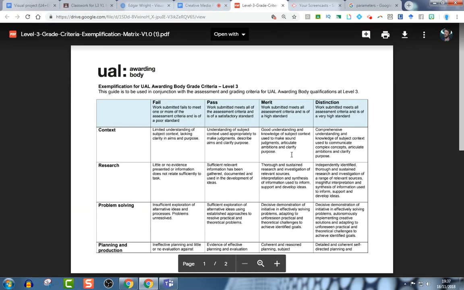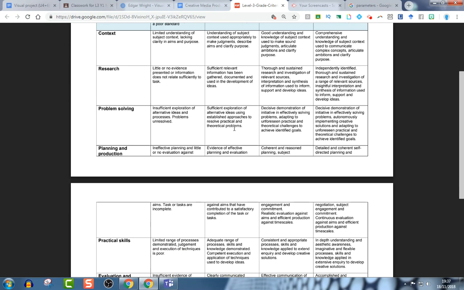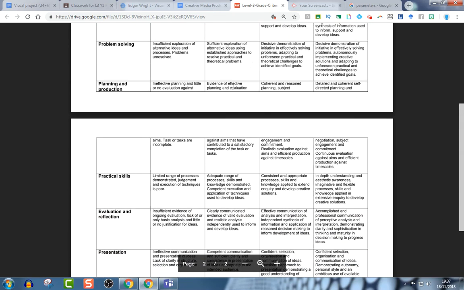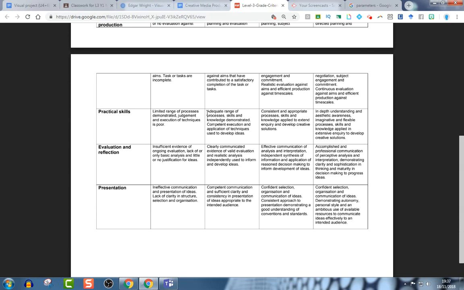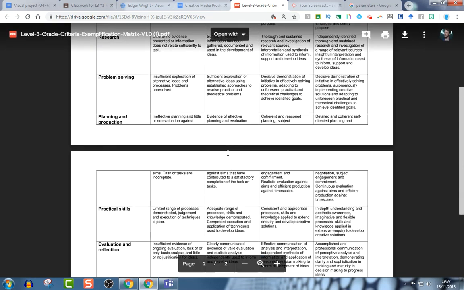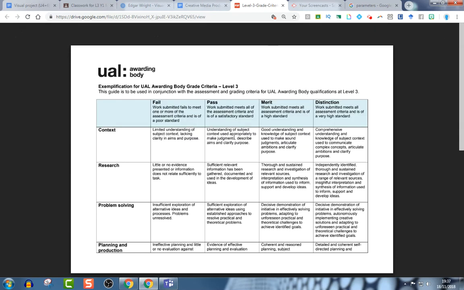So what I'm looking for here, in terms of your research, I want sufficient relevant information. Problem solving, I want sufficient exploration of alternative ideas and being resilient and working out issues and solving problems. In terms of planning, I want evidence of effective planning. In terms of your practical skills, I want an adequate range of processes, skills and knowledge demonstrated. In terms of context, I missed that one.